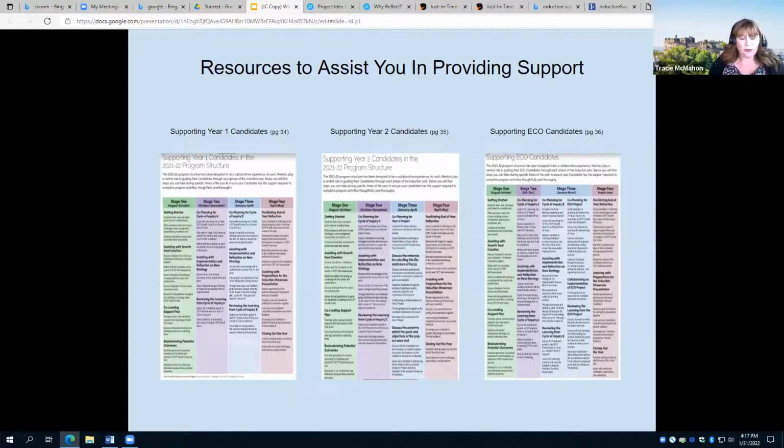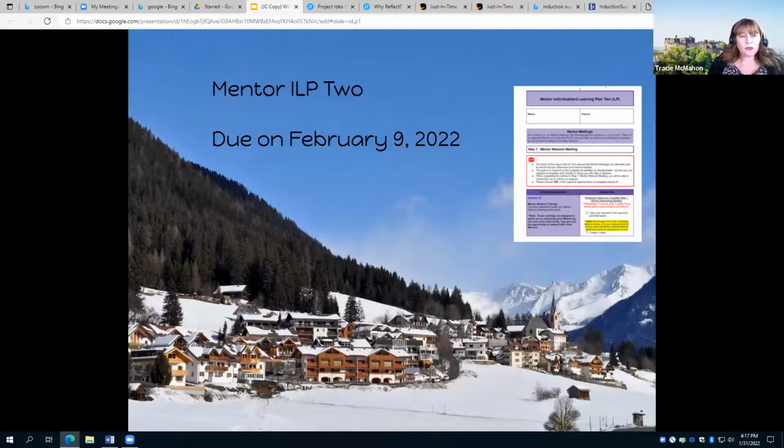Right now we're in stage 3 in that blue column. Look how far we've come. That feels good. So Mentor ILP 2, that's due February 9th. This one is just short and sweet. We don't have a bigger picture of it, but I just want to go over it real briefly with you.